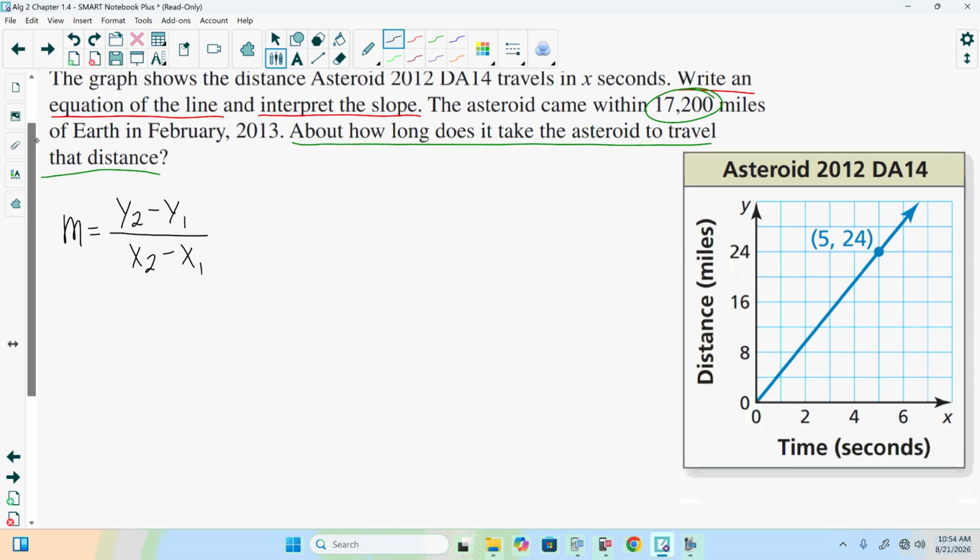y2 minus y1 over x2 minus x1. What is one of the y values that it gave us? So it gave us a point, yes? What's the y value of that point? 24. So we can say 24 is the y value. Now, since we use that y value first, we have to use its corresponding x value first. 5, 24, y on top, x on bottom. X in a point always comes first, y always comes second.